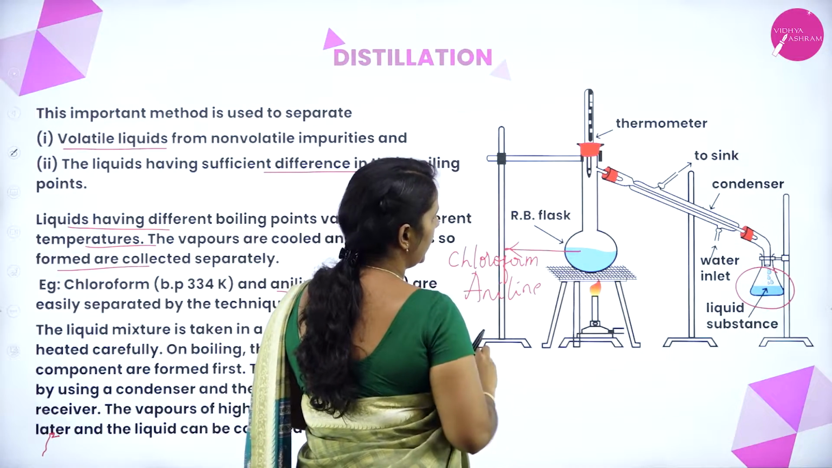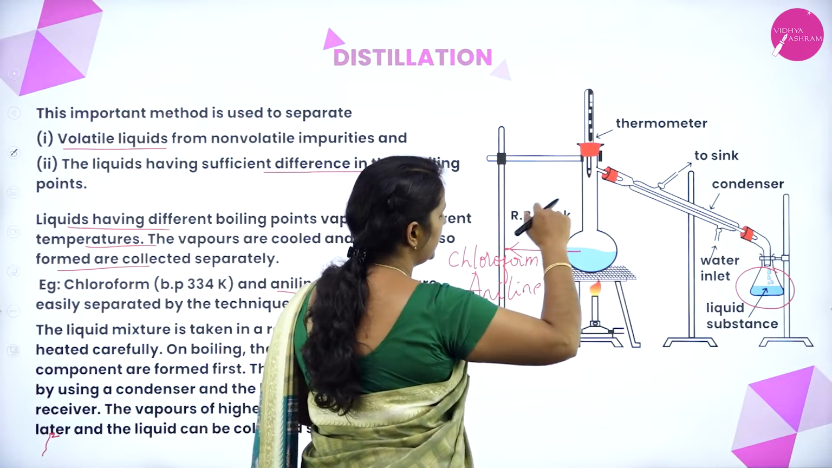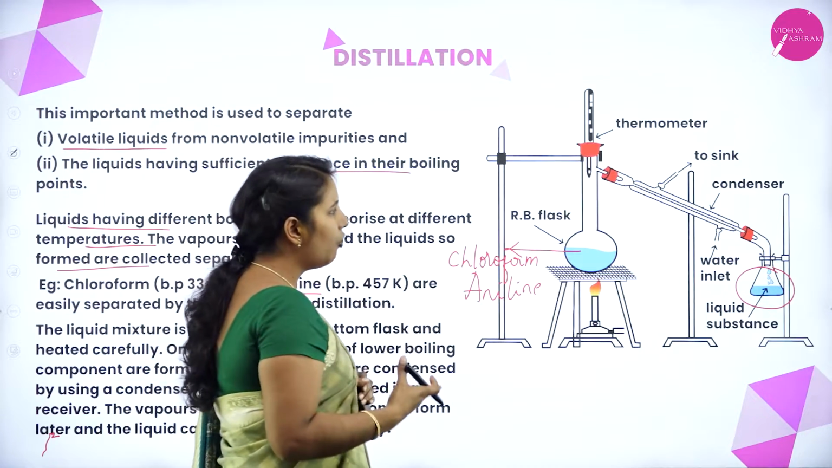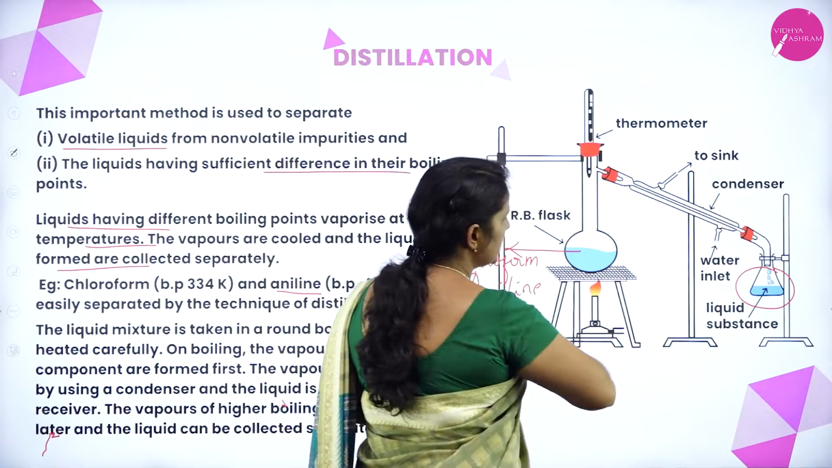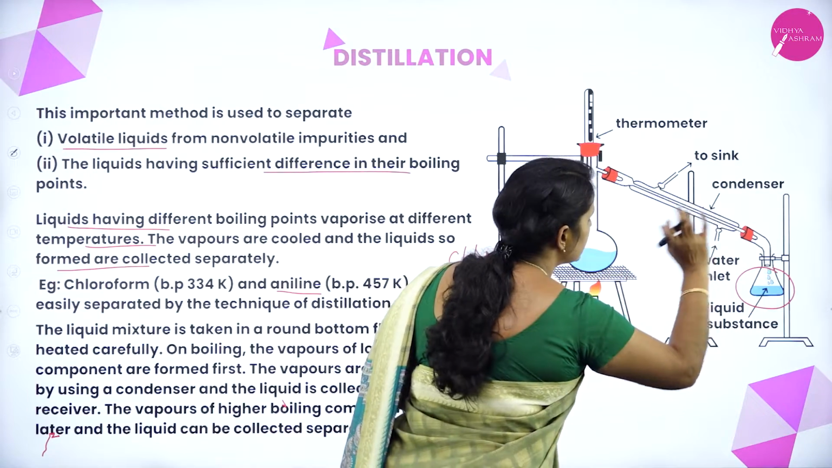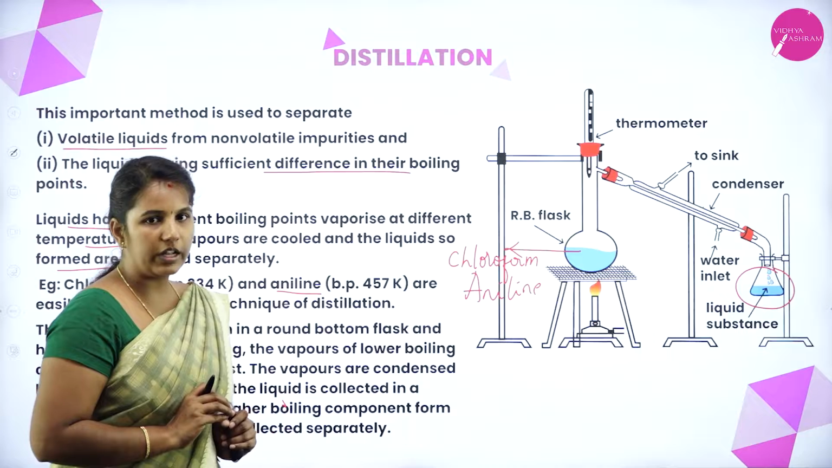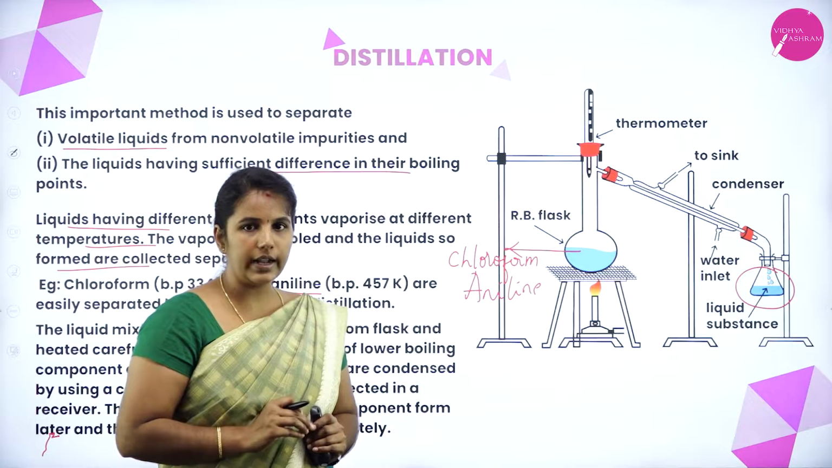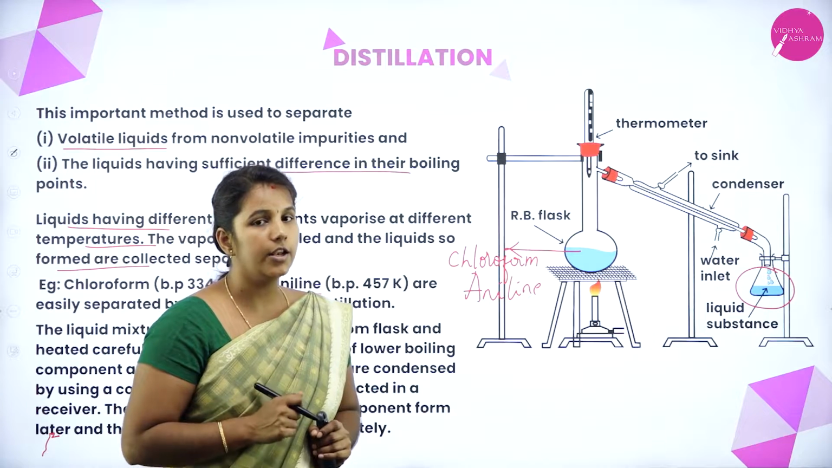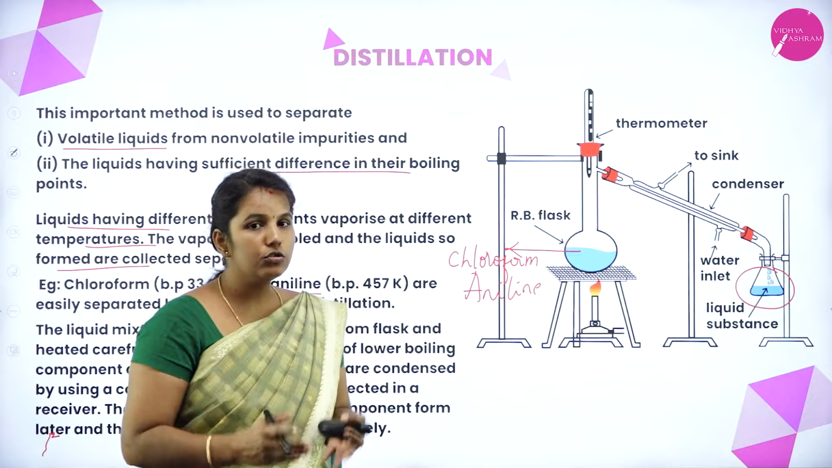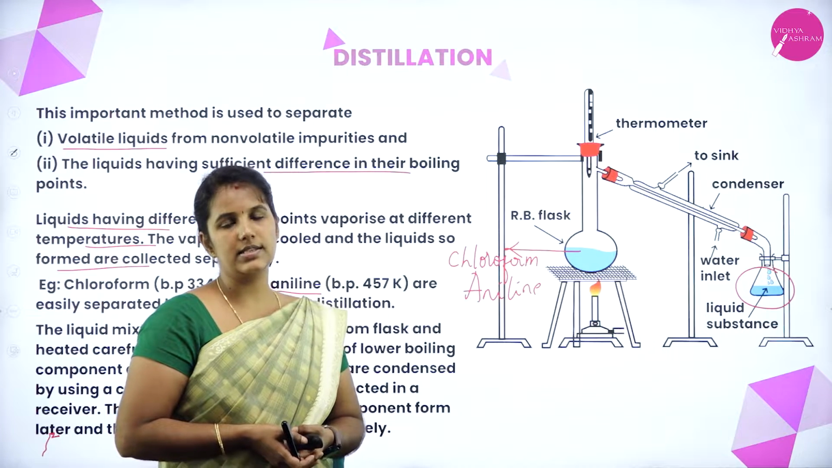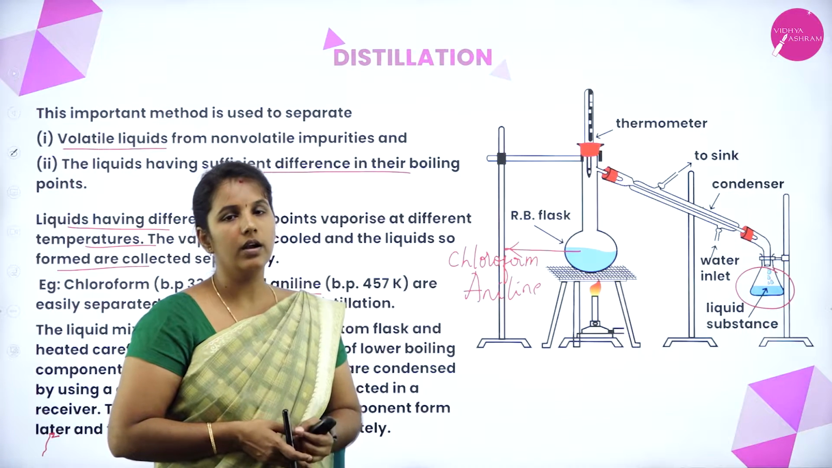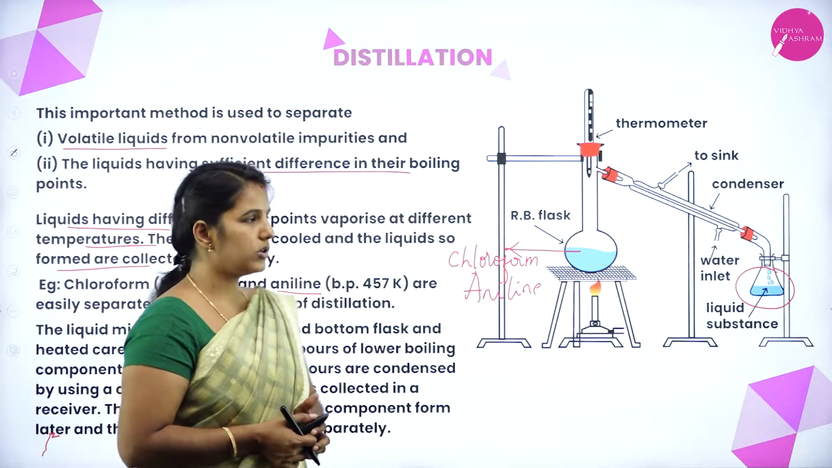At a particular temperature, what will happen? At a particular temperature range, one of the liquids can easily get evaporated. When it evaporates, it will be collected in the condensing chamber, cooled back, and collected in a separate conical flask. Like this, based upon the differences in their volatile and non-volatile nature and their boiling points, we can separate two liquids having impurities. This is how we separate impurities from the given organic compound by distillation.